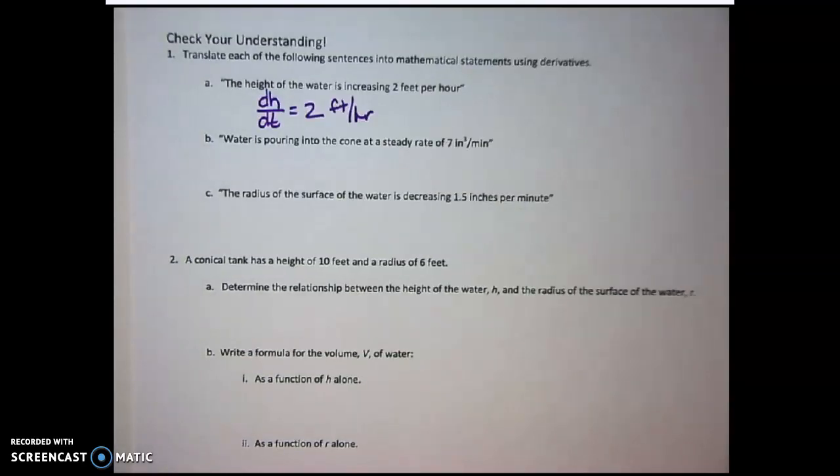The height of the water is increasing. That means the height of the water is changing. So the dH/dt, the change in the height with respect to time, equals 2 feet per hour.